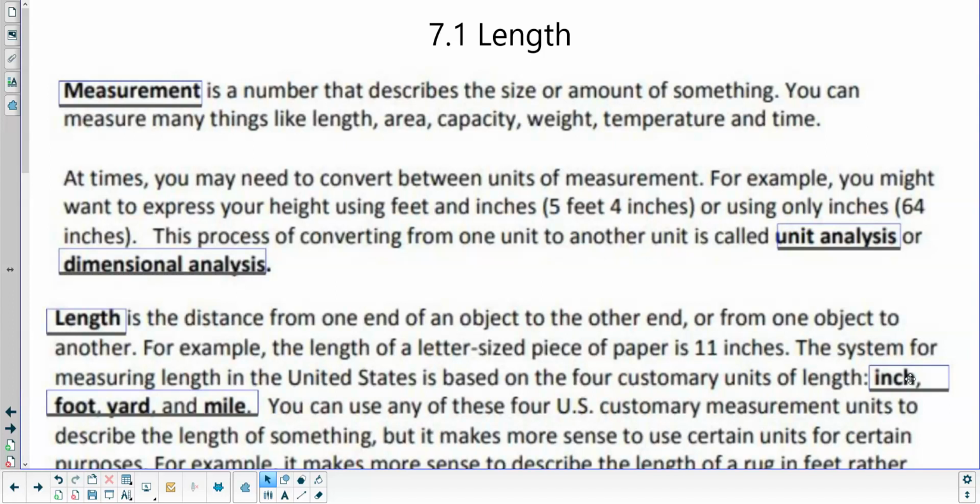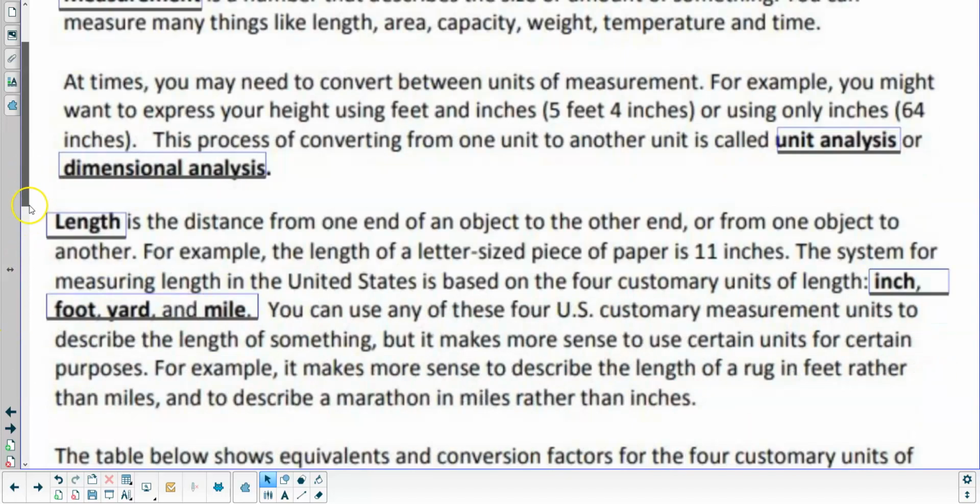Okay, length is the distance from one end of an object to another. We did that yesterday. For example, you have the length of a letter size piece of paper, which is 11 inches. The system for measuring length in the United States is based on customary units of measurement. We say inches, feet, yards, and miles. So you can use any one of those 4 customary units of measurement to describe lengths of something, but sometimes it makes more sense to convert them into certain units for the purposes of what we're doing.